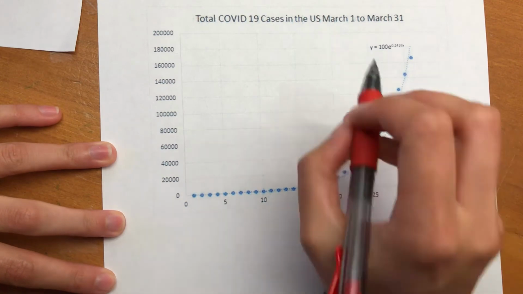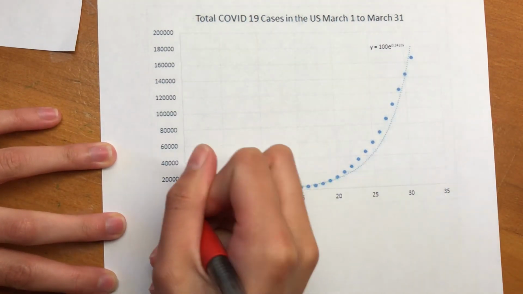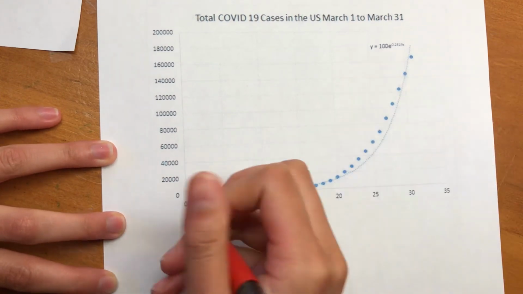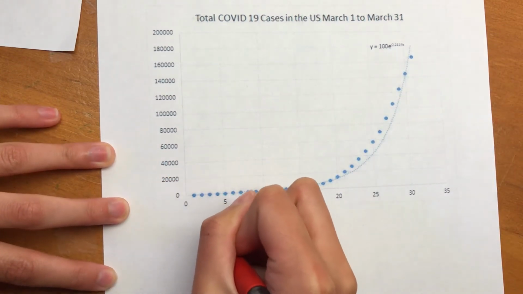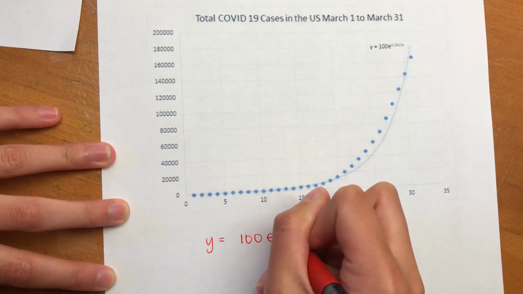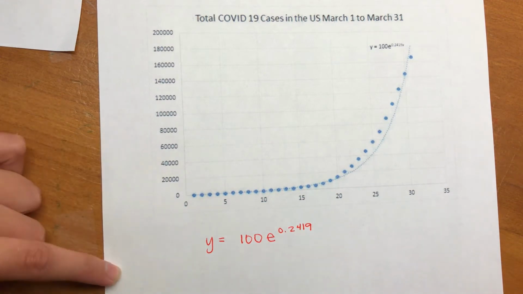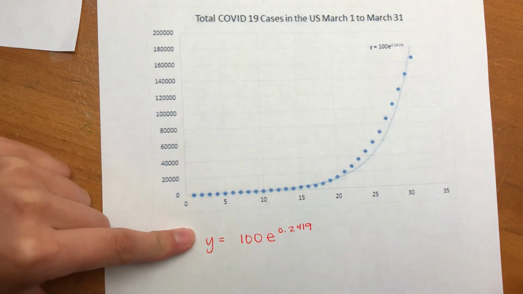Excel, and I set my y-intercept. So that was not the original y-intercept. But once I asked them to give me that y-intercept, my equation is y equals 100 e to the 0.2419x. Now, e is a special little number, okay?